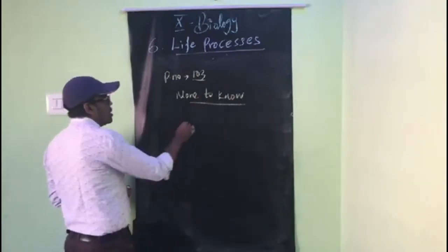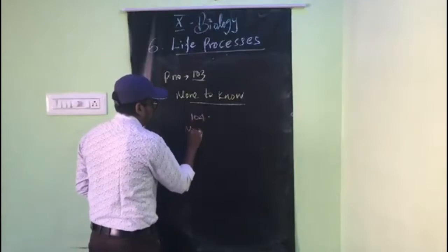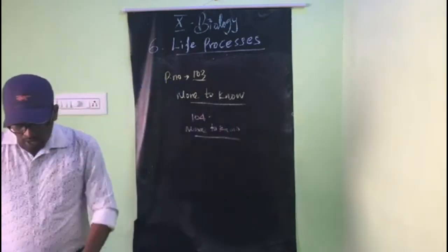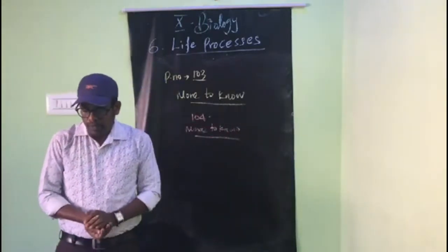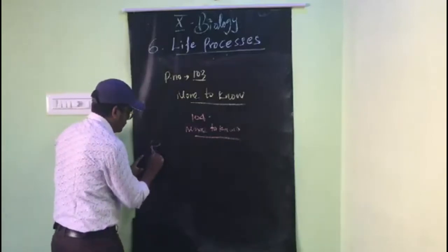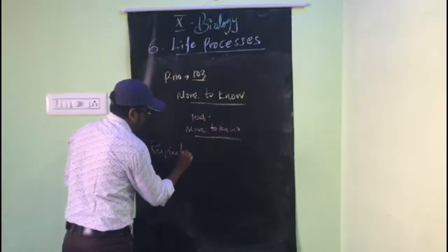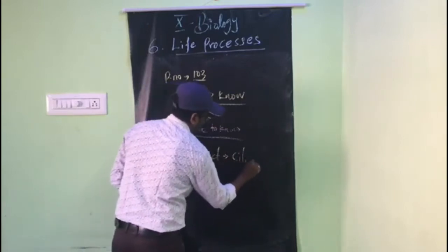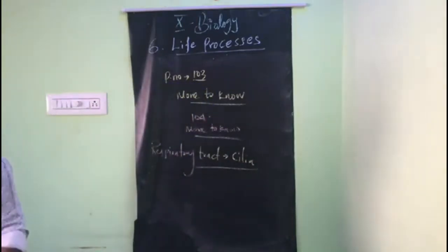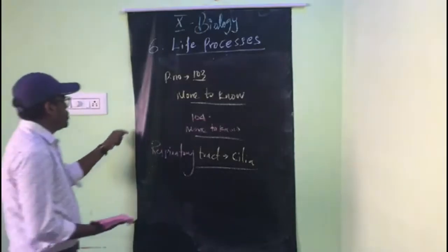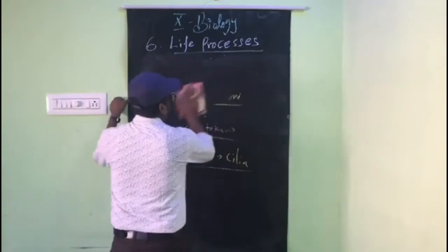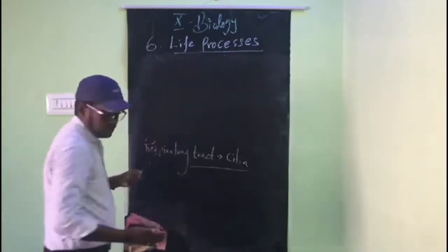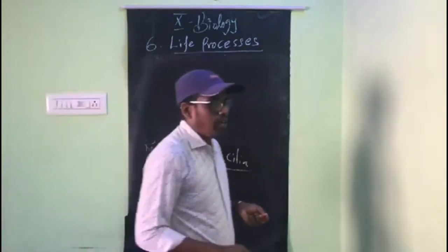And page number 104, more to know. What is given there? The respiratory tract has cilia. We already studied cilia in paramecium, where there is a cilia structure. The cilia is responsible for the movement of the paramecium, like we studied. So the cilia is there in our respiratory tract.